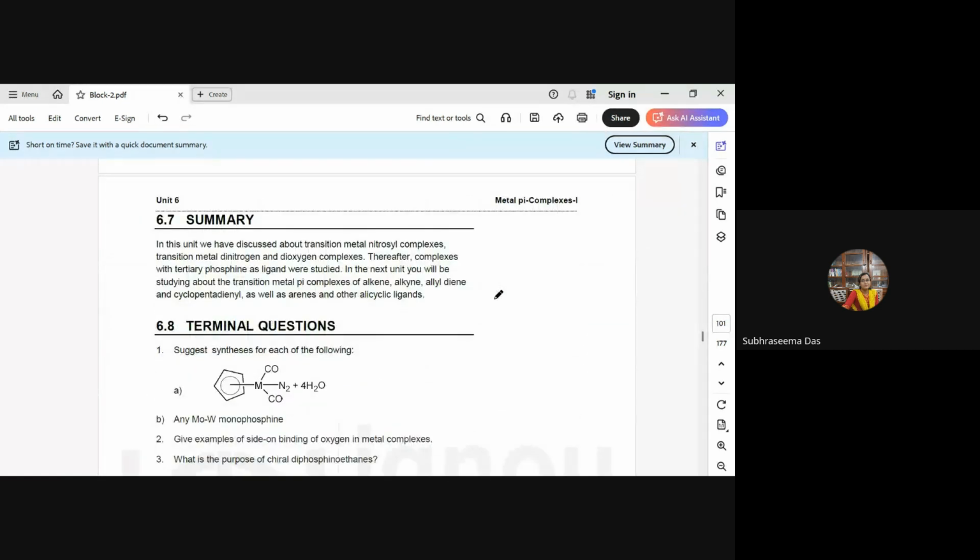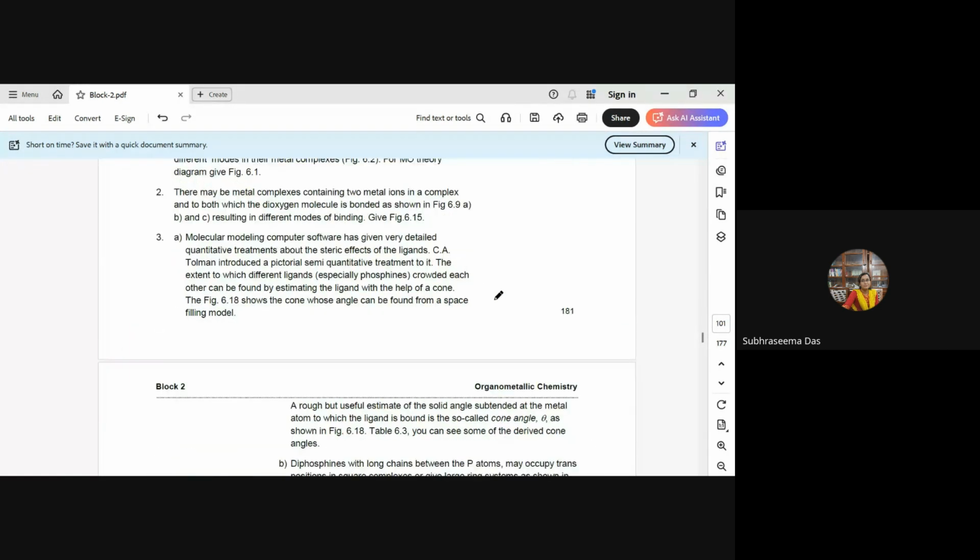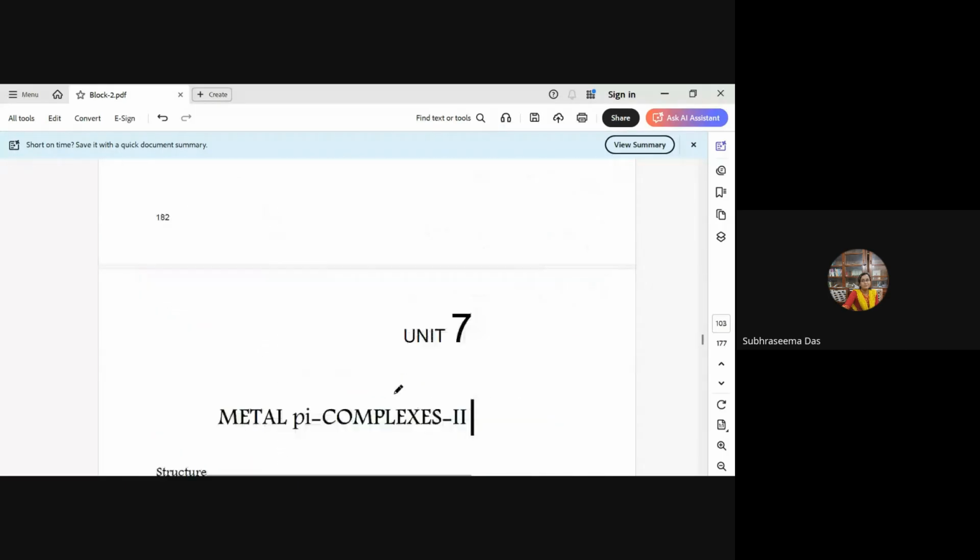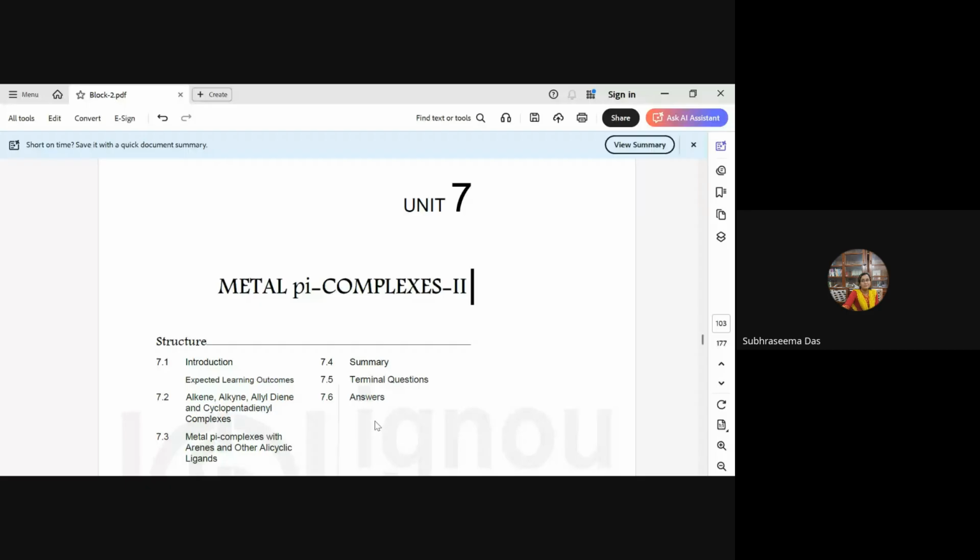So this is all about phosphines, the phosphine ligands, and these are some of the questions associated with this. So with this part, we finish today's class.